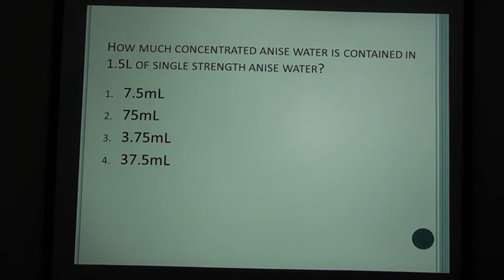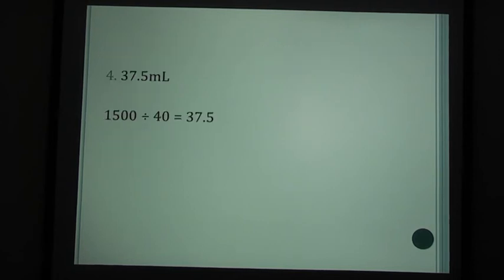Okay, this time concentrated and single strength, the relationship is 1 in 40. Remember to convert it to millilitres first. 1.5 litres is 1,500 millilitres, you divide by 40 and you get 37.5 millilitres.